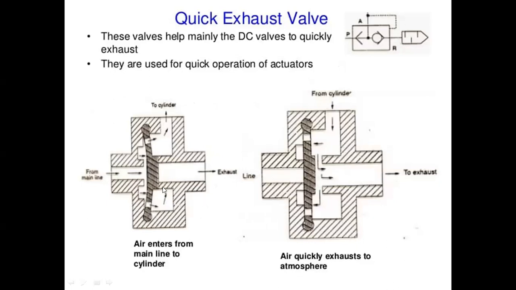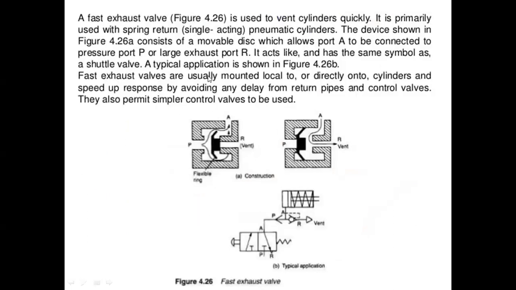See here, air enters from main line to cylinder. Quick exhaust valve. Here, main line to exhaust. A fast exhaust valve is used to vent cylinder quickly. It is primarily used with spring return pneumatic cylinder.